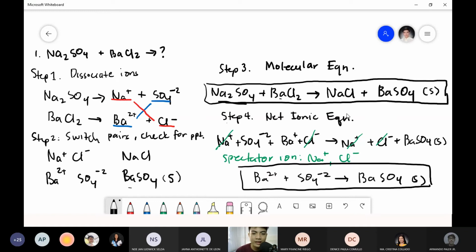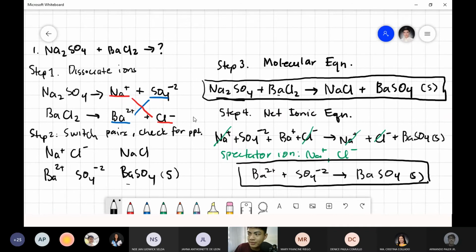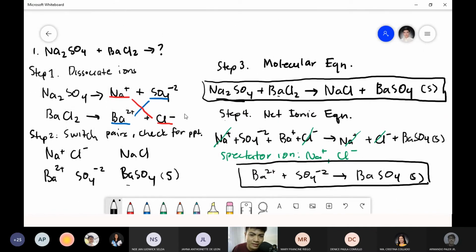So, that is the net ionic equation. It shows the ions that really reacted. That's how you answer it. I know this is new to you, but we just added steps. We just figured out which one is the precipitate.